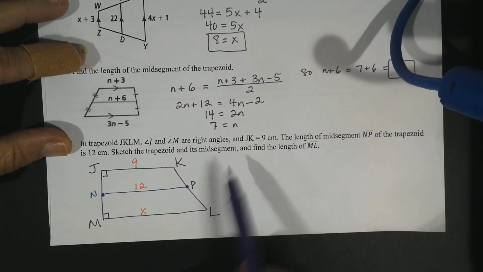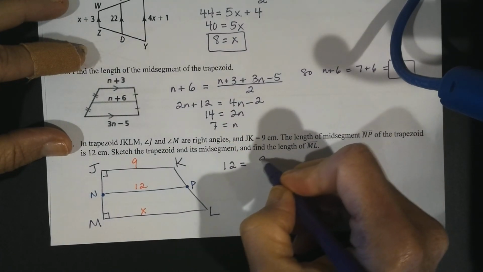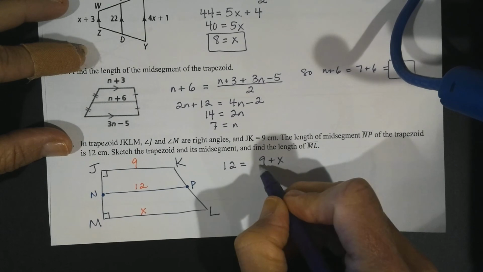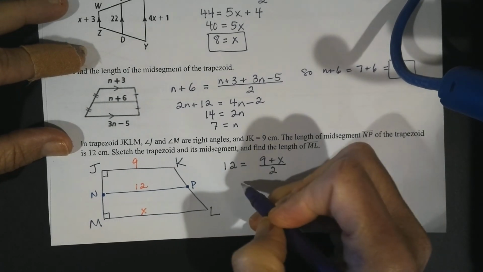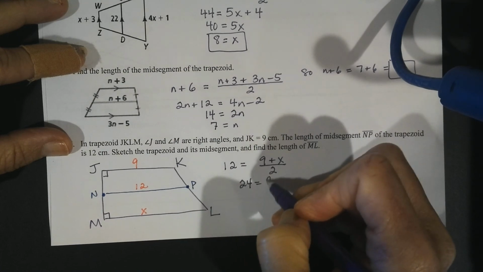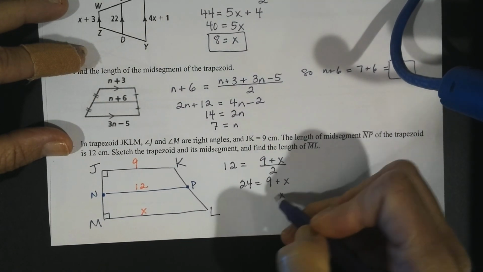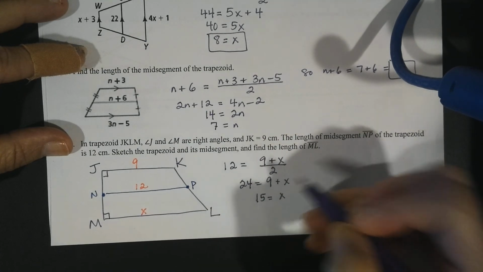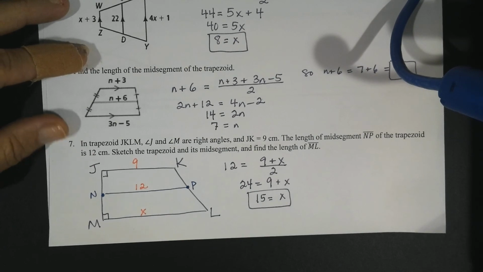Then same formula: 12 is going to equal 9 plus X divided by 2. It's the average of the bases. So again, I'm going to multiply both sides by 2. I'm going to take away 9 from both sides. And I'm done. Done for today anyway.